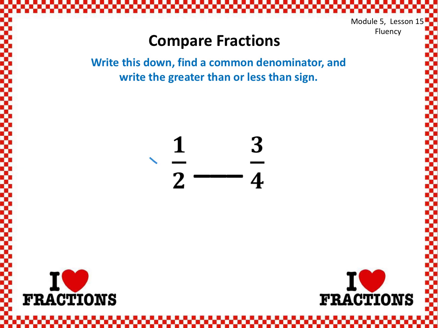I want to get 1/2 to fourths. Okay? So I am going to figure out, well, what do I need to times 2 by to get to 4? Well, 2 times 2 gives me 4. 1 times 2 gives me 2 fourths. Now I have 2 fourths and 3 fourths. And now I can compare, because I can say, is 2 fourths larger or is 3 fourths larger?